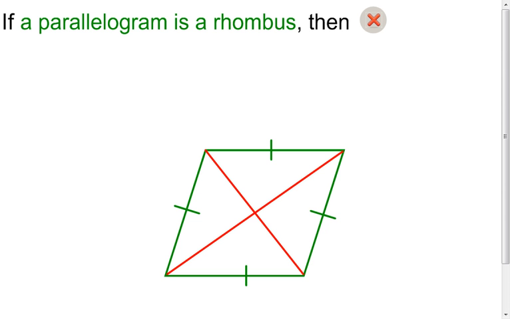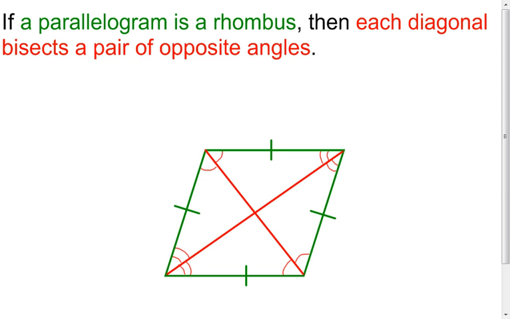My next one is going to say if the parallelogram is a rhombus, then there's something else that we know about it. And this one's going to deal with the angles. So then each of these diagonals is going to bisect the angle that it goes through. So here and here, those two little angles are going to be congruent. The diagonals bisect the angles of the rhombus. Same thing happens with the other angles.